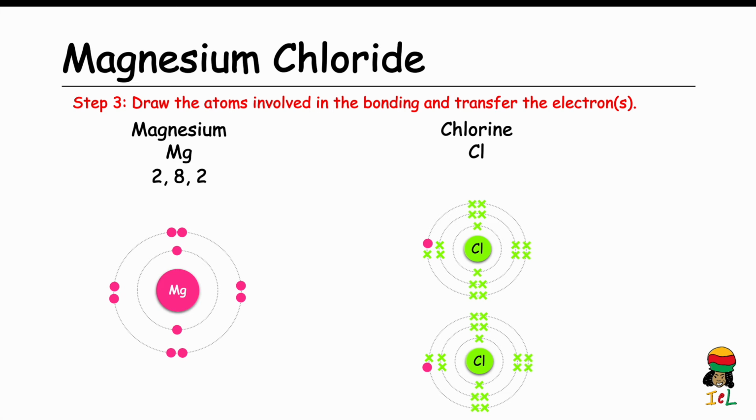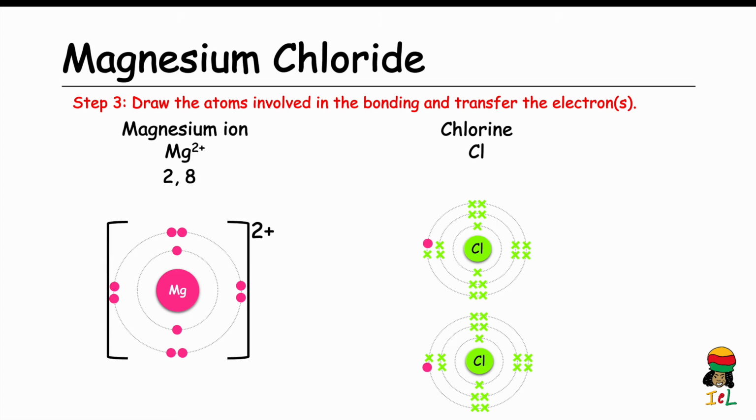At this point, magnesium is no longer an atom but a cation with a charge of 2 positive, 1 positive charge for each electron that it lost or transferred to the chlorine atoms. The symbol for the magnesium ion is Mg 2+, and the stable electron configuration for the magnesium ion is 2,8 because it has only 2 shells remaining with their maximum number of electrons, 2 on the first, 8 on the second.